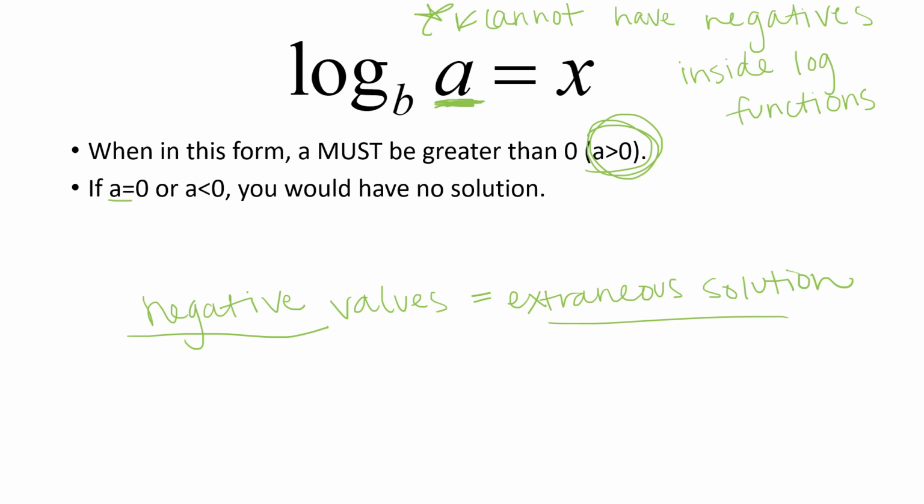Another thing to note, if a is 0, that also means no solution or extraneous solution. So we know that a has to be greater than 0. It cannot equal or be less than 0. Moral of the story, no negatives, no zeros. Jot that down. That's a really, really big thing.